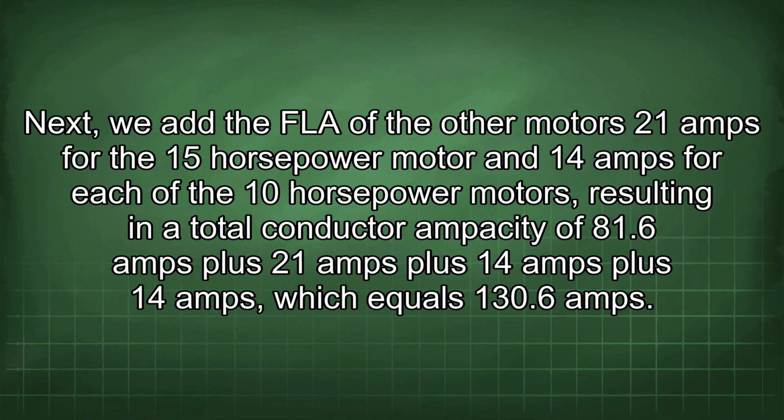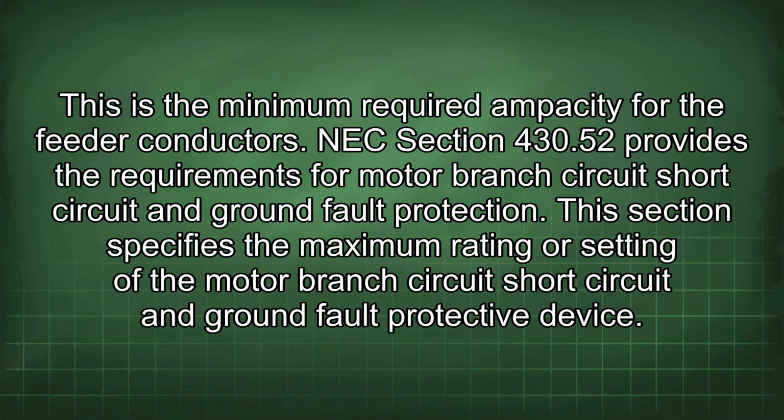Next, we add the FLA of the other motors, 21 amps for the 15 horsepower motor and 14 amps for each of the 10 horsepower motors, resulting in a total conductor ampacity of 81.6 amps plus 21 amps plus 14 amps plus 14 amps, which equals 130.6 amps. This is the minimum required ampacity for the feeder conductors.